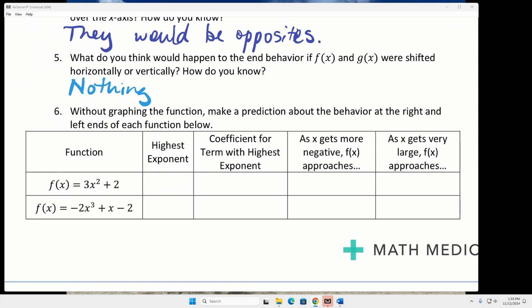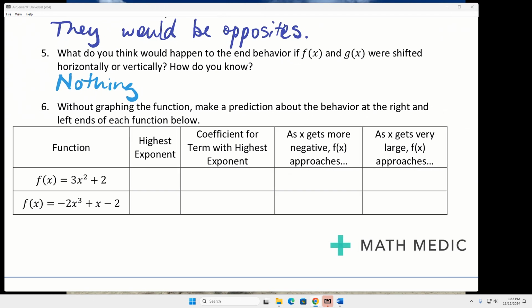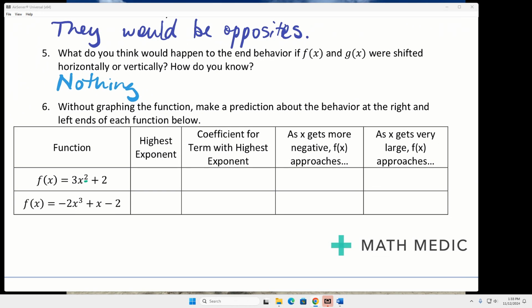Okay, so we're going to do this table, and then we're going to make our own table on the other side to help us always look at a polynomial and tell what happens at the ends. And so on this one, the highest exponent is a 2. That's also called the degree. All right, and then our coefficient to that term is a 3. And so this is a parabola.